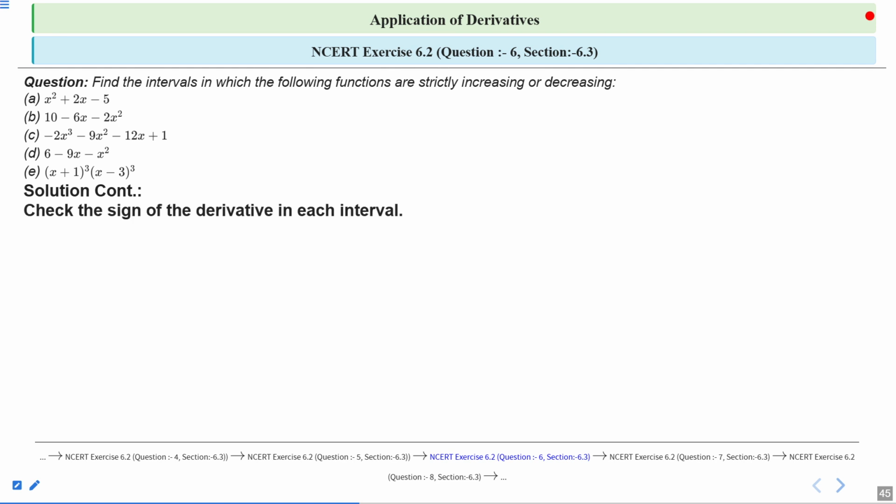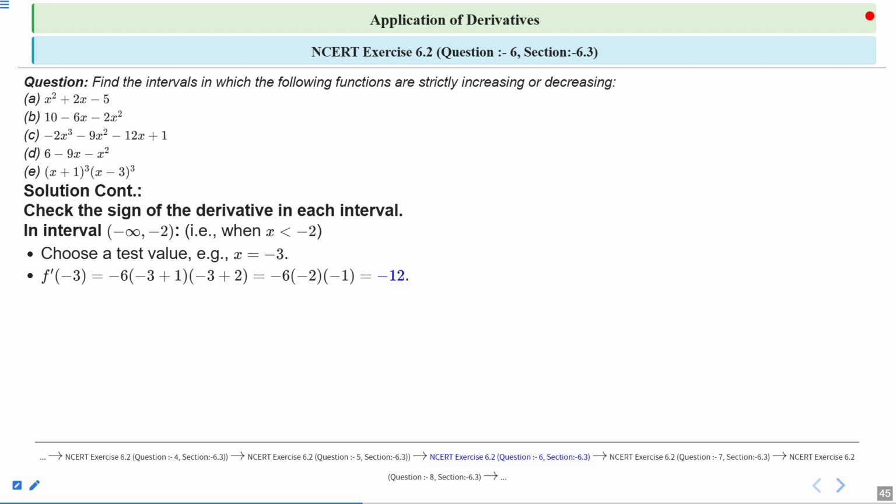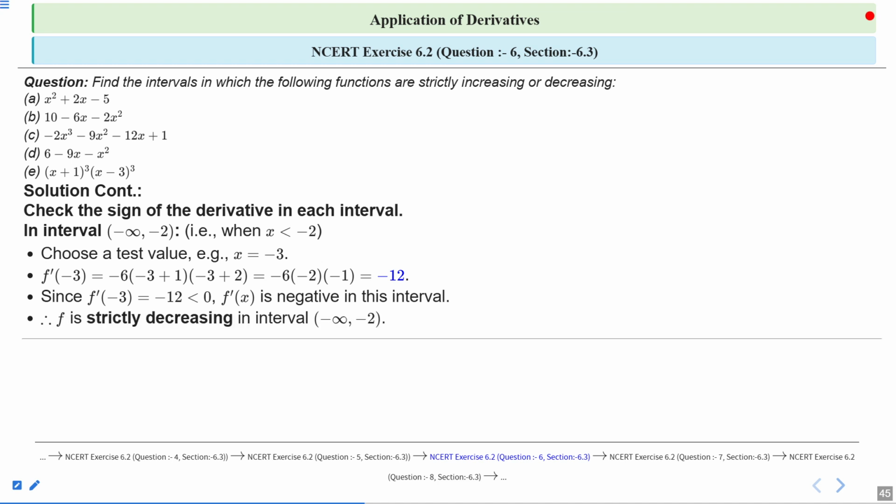Check the sign of the derivative in each interval. So in the interval minus infinity to -2, that is when x is less than -2, choose a test value, for example x = -3. f'(-3) is -6 times (-3 + 1) times (-3 + 2), which is equal to -6 × -2 × -1, which is equal to -12. Since f'(-3) = -12, which is less than 0, therefore f'(x) is negative in this interval. Therefore f is strictly decreasing in the interval minus infinity to -2, okay?